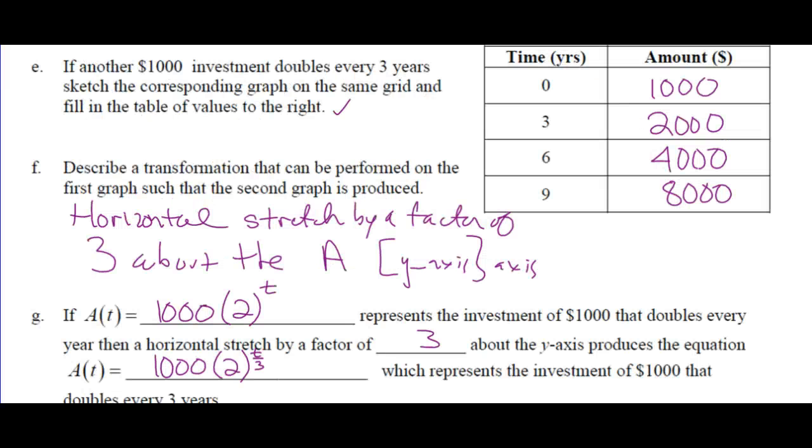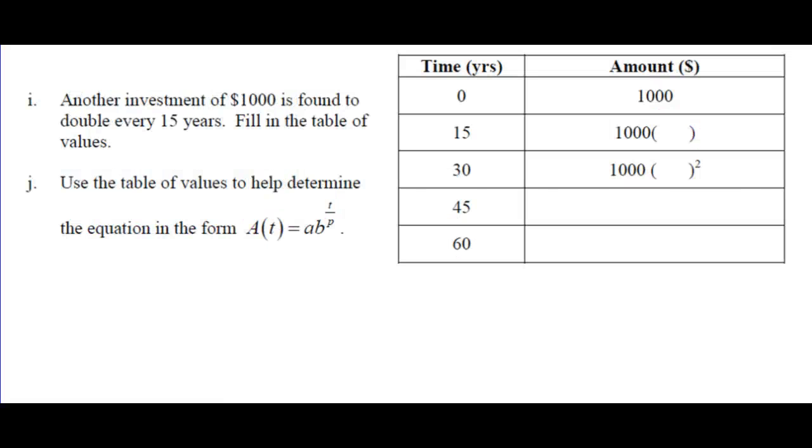So 3 divided by 3 is 1. It'll be 2 to the 1. And 6 divided by 3 is 2. That'll give you 2 squared, and so on. Okay. So it has now legitimately been verified.